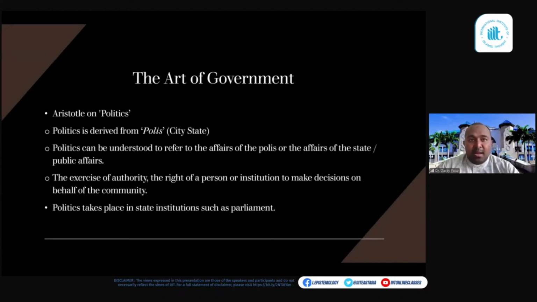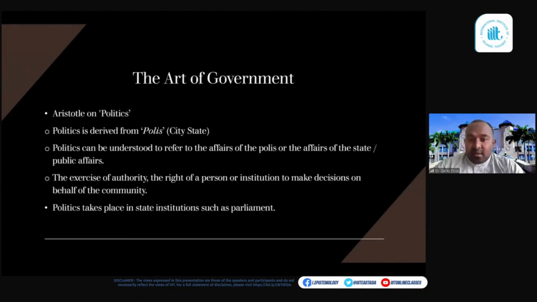And here he mainly explores the idea of authority, and the right of a person or institutions to make decisions on behalf of the community. So there will be people who do politics, meaning those who have the authority and legitimacy to take decisions on behalf of the community in regulating their affairs. These leaders do politics, meaning they regulate the public affairs of their city. This is the meaning initially given to politics by Aristotle.